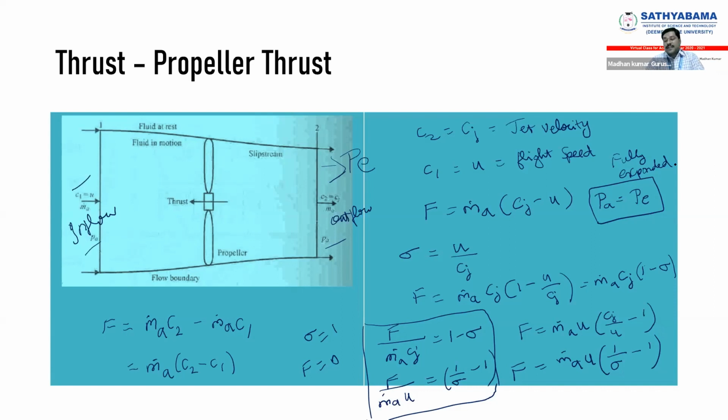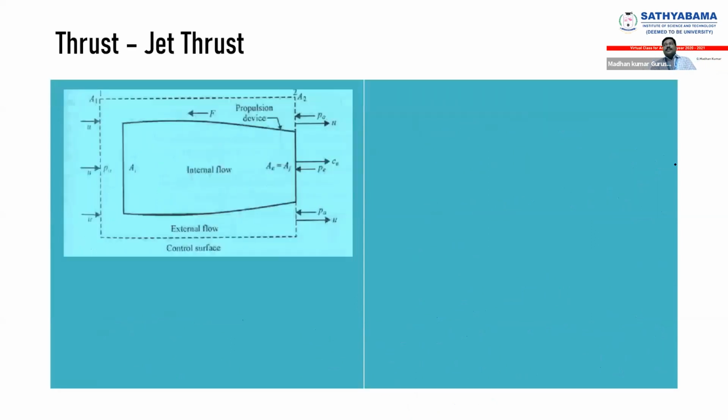It is always said to be the positive value, right? Next we are going to discuss thrust, that is the same thrust in jet thrust. So I am considering a jet engine here, in one-dimensional form, where you are choosing a control surface and keeping the jet engine inside the control surface.